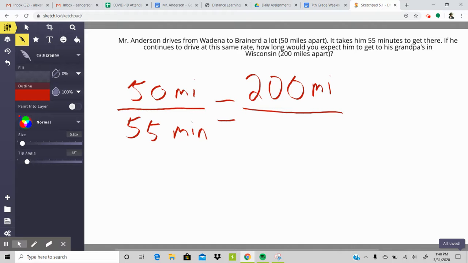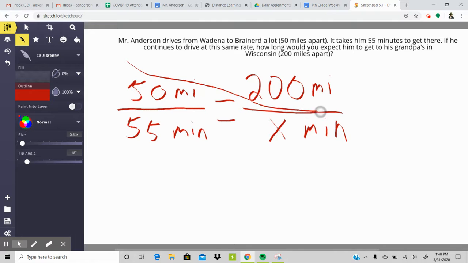But we need to figure out how long, so that's the time it would take to get to his grandpa's. We don't know that, so I'm just going to put a variable in its place. I'll be boring and use the letter x, so it takes x minutes to get there. We don't know what x is yet. So I would just solve this like we did in our previous videos of solving a proportion.